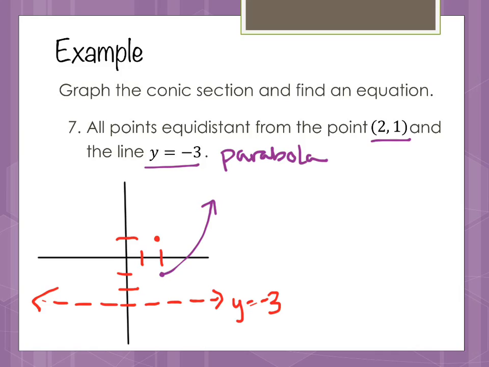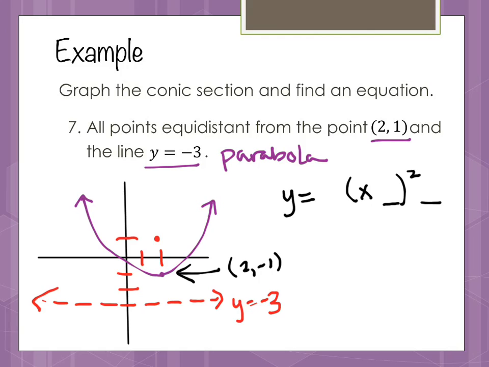It would have to be opening upward in order for it to have the focus on the inside of the parabola. Since this is a graph that's opening upward instead of to the right or left, this is y equals, and we're going to have x minus something squared. The point that we're using here is the vertex point, 2, -1. So the x value is 2, so this is -2, and the y value is -1, so this is -1 on the outside.